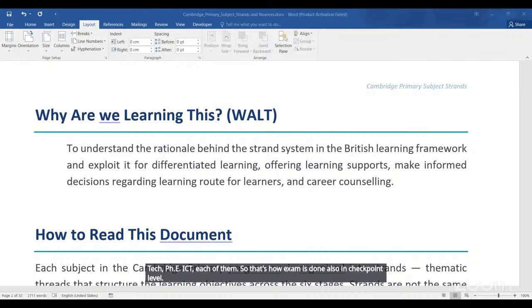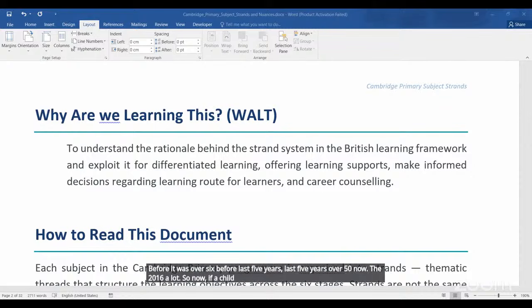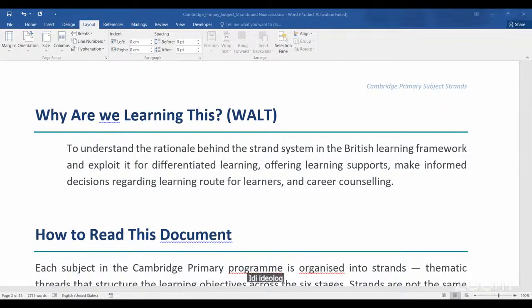So now the score a child gets in each category or strand will be indicated. Why? Let's say the maximum score for Checkpoint exams is over 50. Before, it was over 6. In the last 4 years, they changed it to over 50. They change a lot of things. So now, if the overall score of a child in mathematics, for instance, is 35 over 50, then you flip open the result booklet.